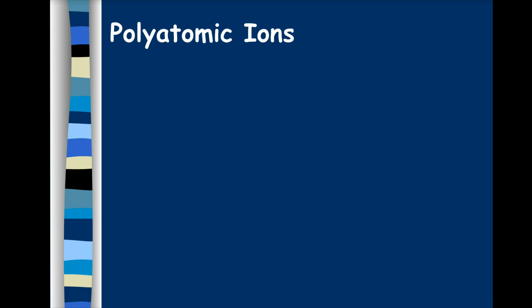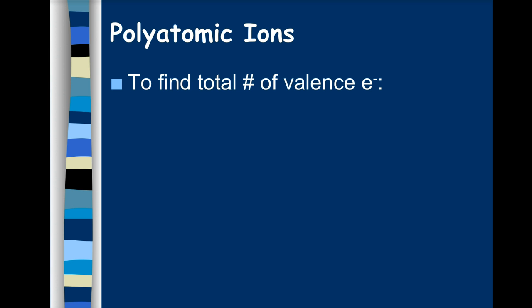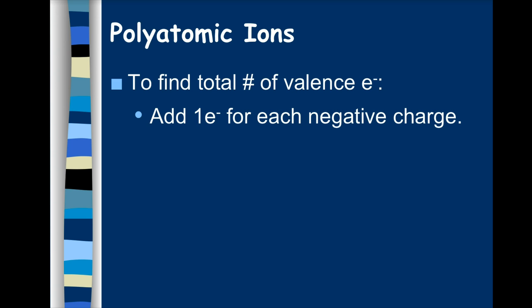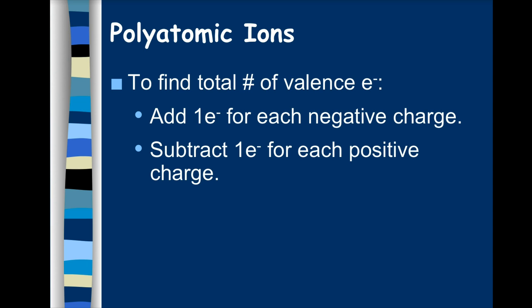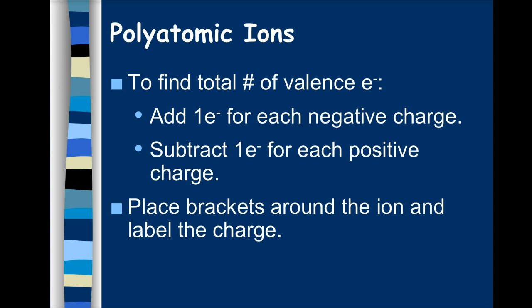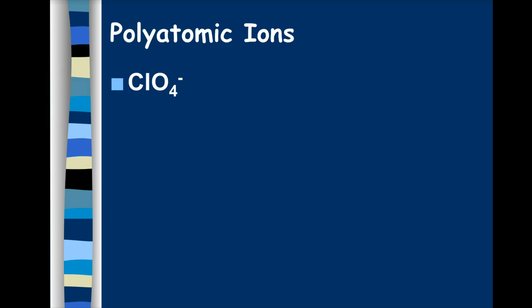Right? We can also draw Lewis structures for polyatomic ions. To find the total number of valence electrons, what we do is add 1 electron for each negative charge that you have, or subtract 1 electron for each positive charge that you have. You'll draw the Lewis structure and then place brackets around the ion and label the charge on the outside of the brackets. Okay, let's look at an example here.